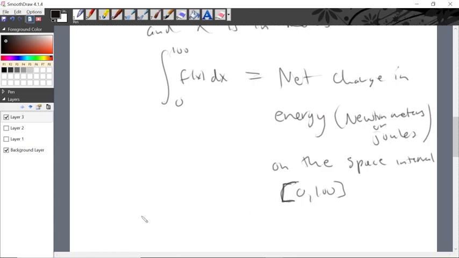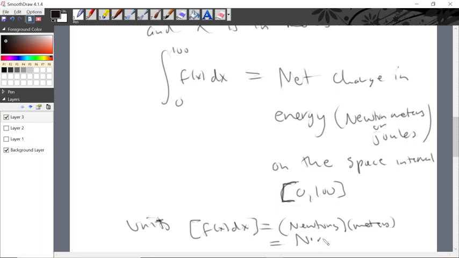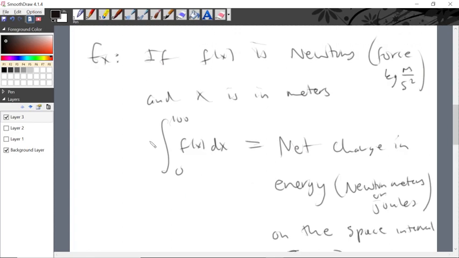Okay, the unit analysis for the integral, we have the units f of x dx. Well, we have that f of x gives us newtons, and dx gives us meters, so we end up with newton meters, which is again a measurement of energy. Okay, so this is really a work integral. The work integral is telling us how much energy it would require for us to complete a task. And work is a measurement of the transfer of energy.